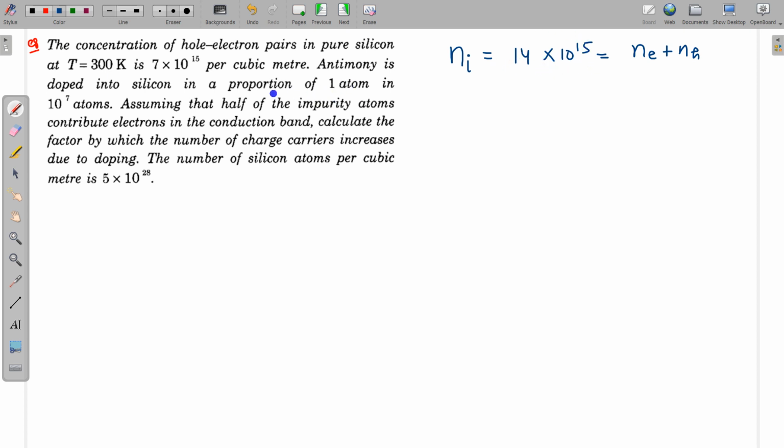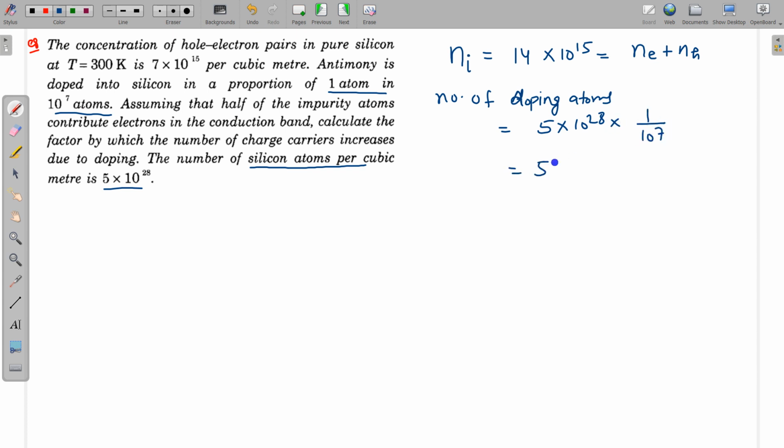Now antimony is doped, and what is the concentration in which antimony is doped? 1 atom in 10 to the power 7 atoms, and the total number of silicon atoms per cubic meter is 5 into 10 to the power 28. So the number of doping atoms is equal to 5 into 10 to the power 28, this much is the number of silicon atoms, multiplied by 1 by 10 to the power 7. So this is 5 into 10 to the power 21. So this much is the number of doping atoms.